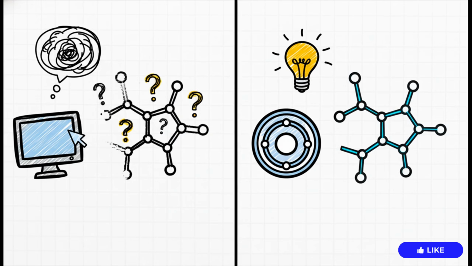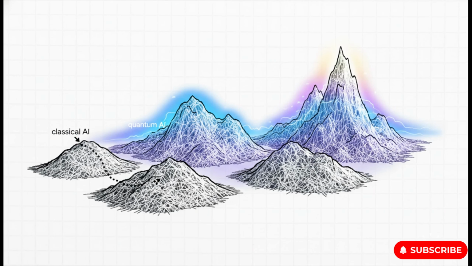Or what about medicine? Designing new drugs is incredibly hard because molecules are quantum systems themselves. Even our best supercomputers can only guess at how they behave. But a quantum computer could simulate those molecular interactions perfectly, opening the door to designing brand new medicines and materials from the ground up.